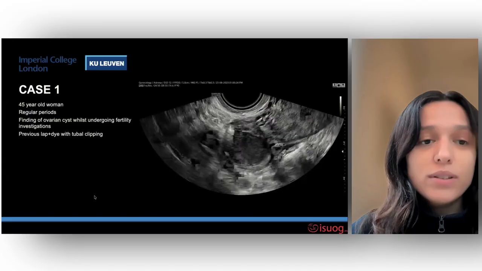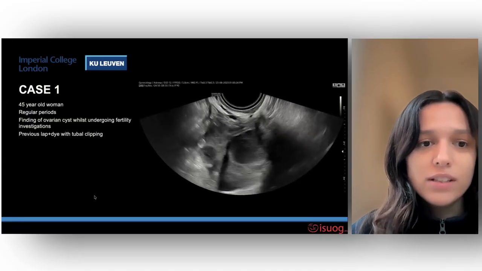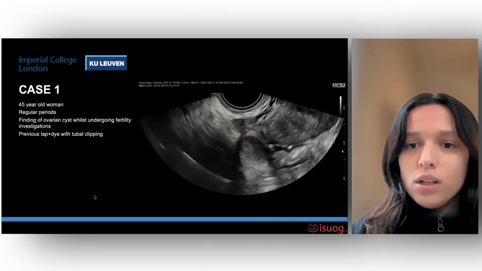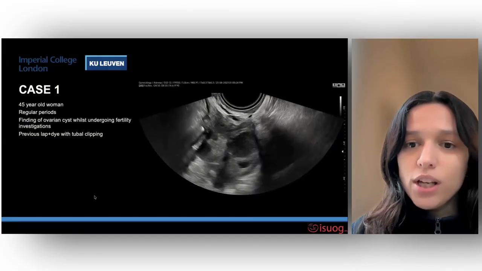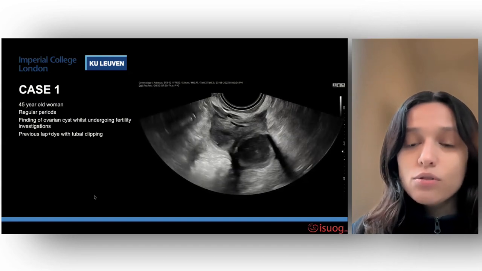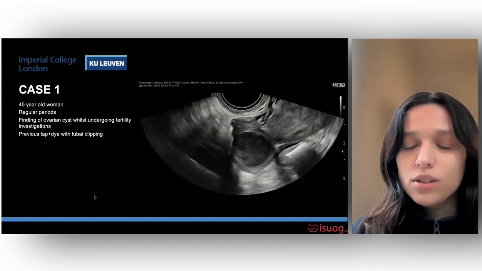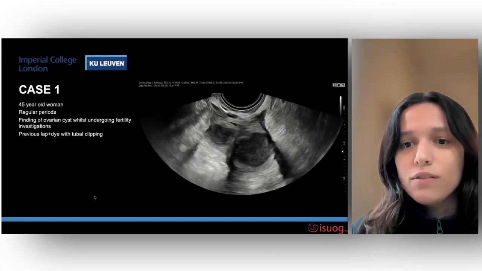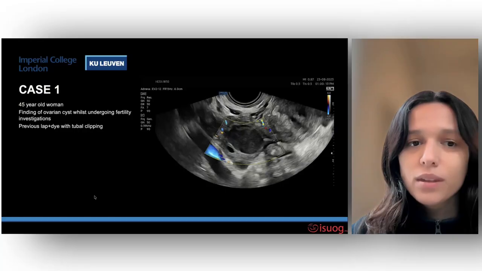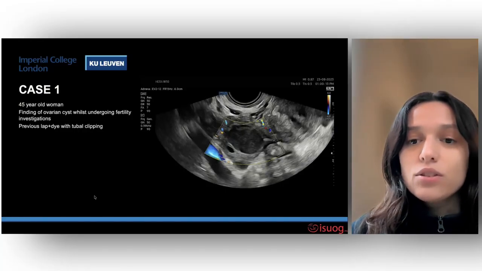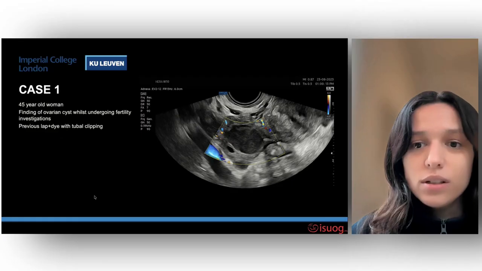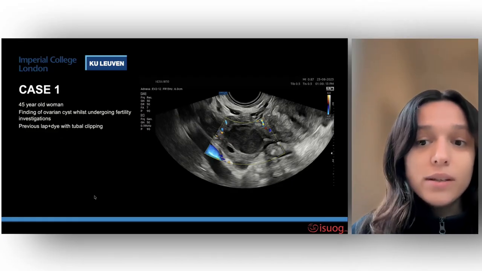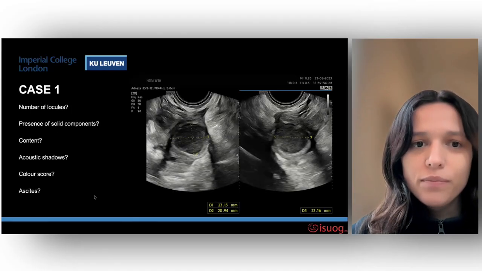She was found to have an ovarian cyst whilst undergoing fertility investigations, and she had a history of a previous lap and dye test with tubal clipping. So in the cine clip on the screen, you can appreciate a unilocular cyst with ground glass echogenicity and smooth internal cyst walls. And for the keen-eyed amongst you, you can notice that there is also a second cyst within this ovary with very similar appearances. The colour score here is described as 1, so there is no colour flow to this cyst. And so this has quite typical appearances for a certain type of lesion.